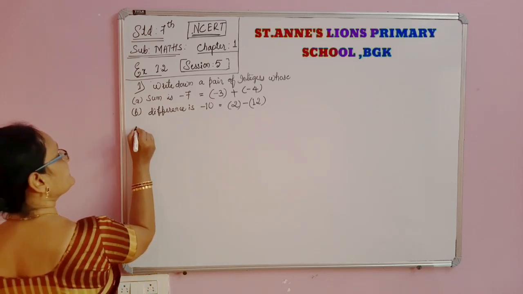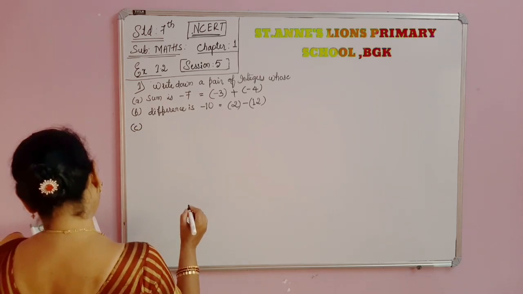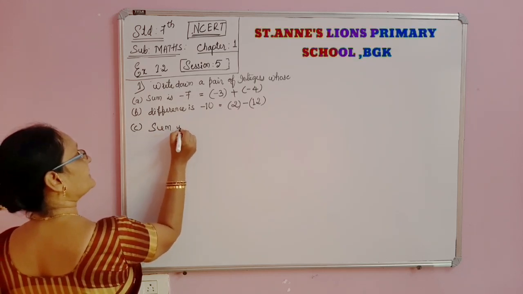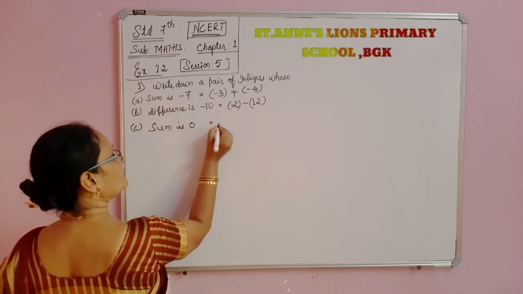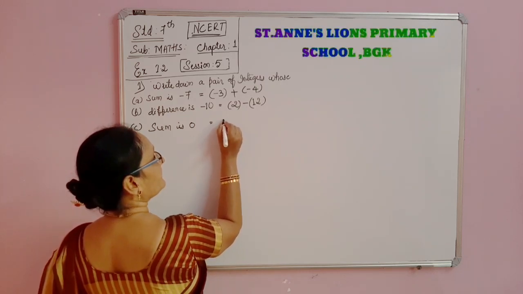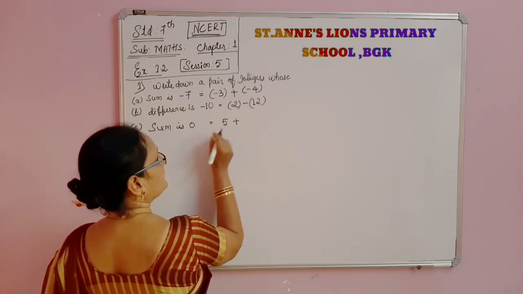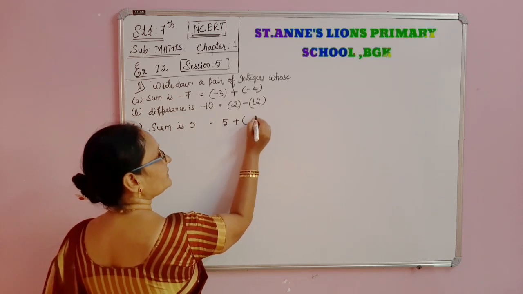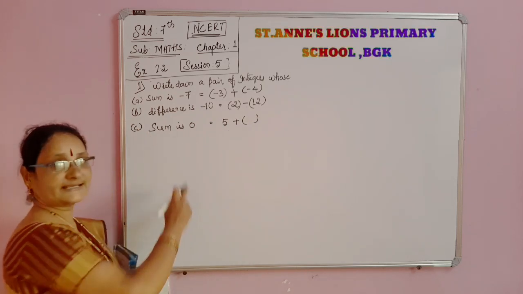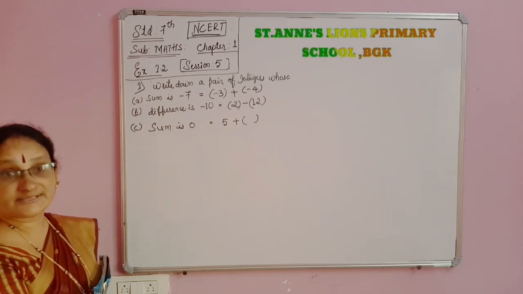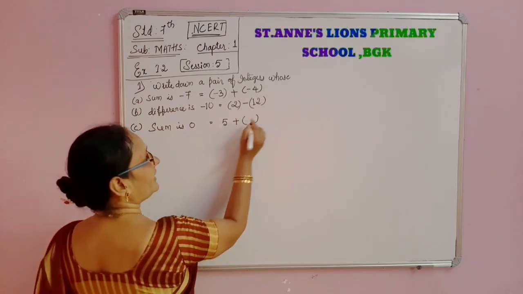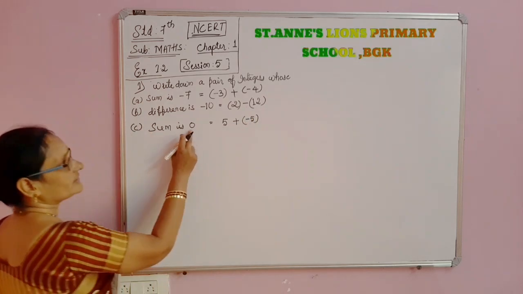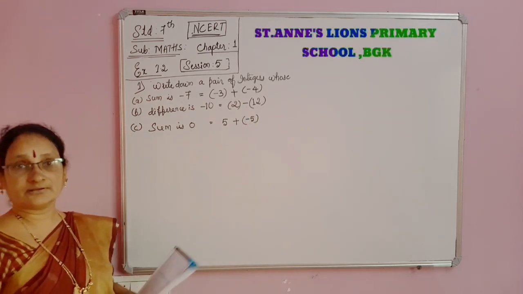The next one is C, that is sum is 0. See, sum is 0. How to choose the numbers? Take any one number, 5 plus. Sum means you have to take plus. What number do you have to take to get the answer as 0? It's the additive inverse. What is the additive inverse of 5? That is minus 5. 5 plus minus 5 is 0. This is what you have to do.